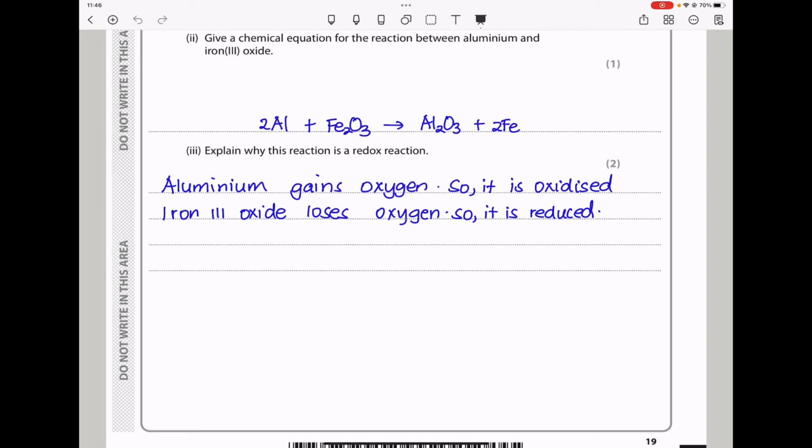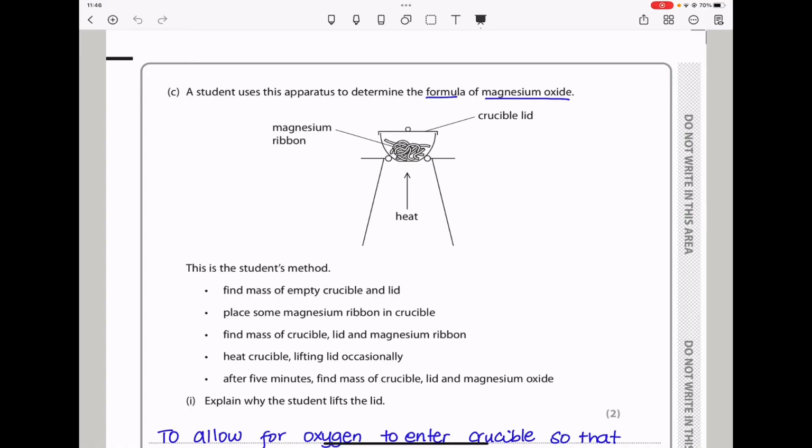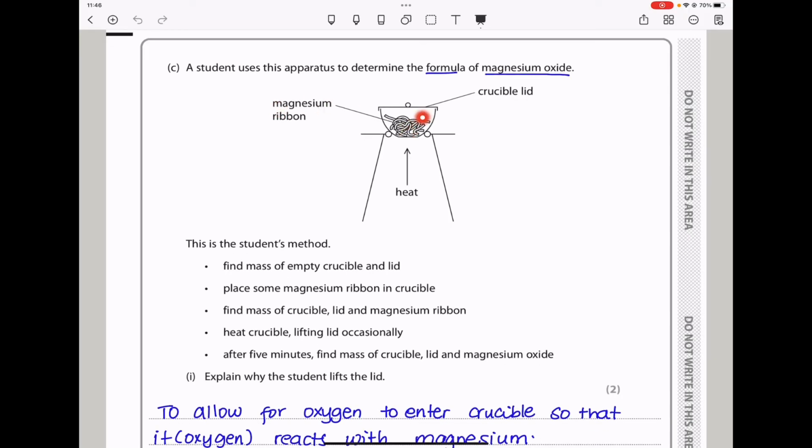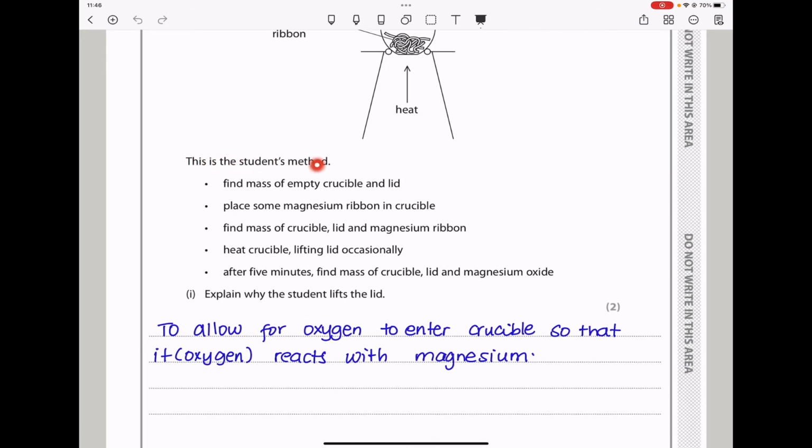Moving on. In part C, a student uses this apparatus to determine the formula of magnesium oxide. So we see there is magnesium ribbon here being heated and there is a crucible lid. They said this is the student's method. Find the mass of the empty crucible and lid. Then place some magnesium ribbon in the crucible and find the mass of the crucible, lid and magnesium ribbon. Then heat the crucible, lifting the lid occasionally. After 5 minutes, find the mass of the crucible, the lid and magnesium oxide.